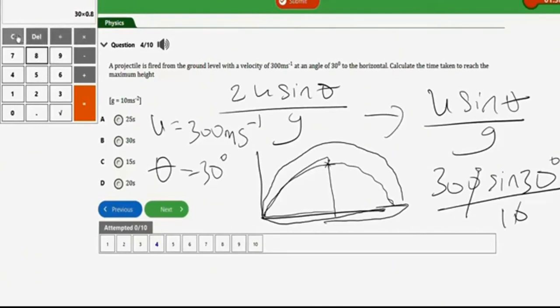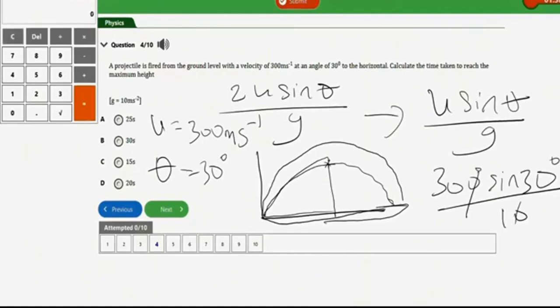Sorry, 0.5. So that's a press equal to, basically I'm going to have 15. So the correct option in this question is option C, 15 seconds. That will be the time to get to the maximum height.